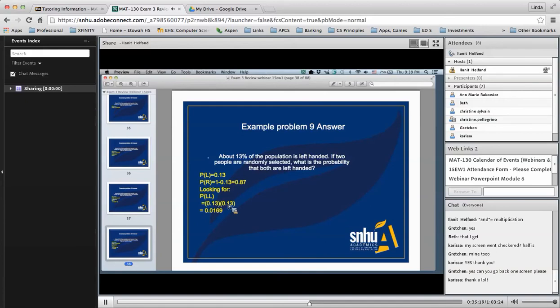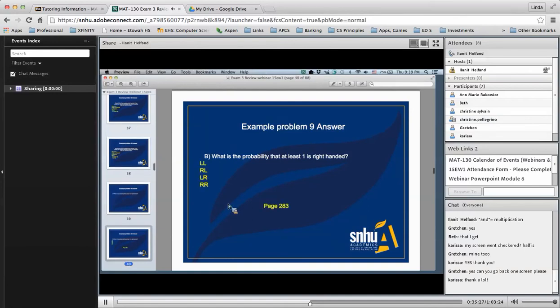Now it's going to get a little harder. What is the probability that at least one is right-handed? Well, let's look at all of our possibilities. We could have LL, both left-handed; RL, the first one right and the second one left; LR, the first one left and the second one right-handed; or RR, they're both right-handed.